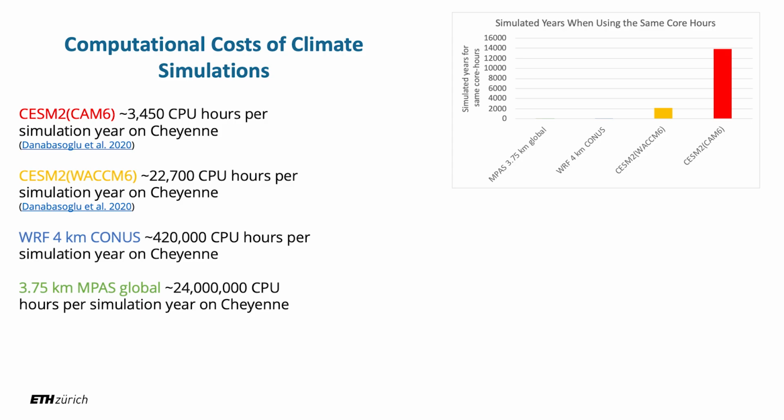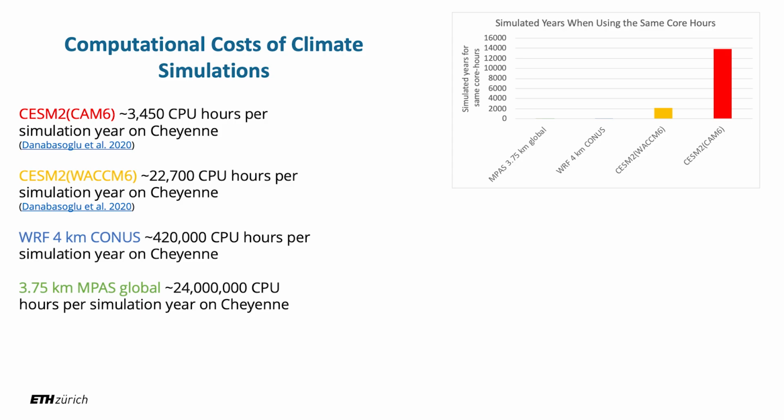And then finally, we did a simulation with the MPAS model, the Model for Prediction Across Scales, which is similar to ICON. It's a global setup at 3.75 kilometers, and there we had 24 million core hours per year. So you can really see how expensive it gets as you increase the grid spacing.